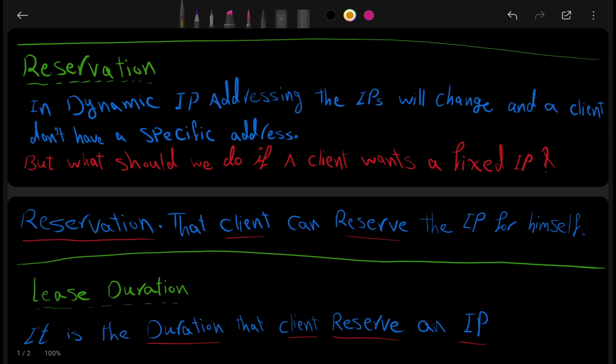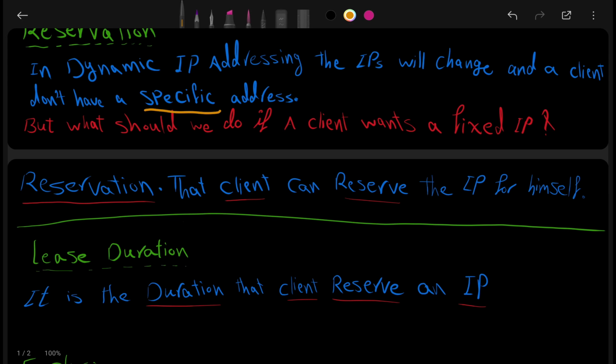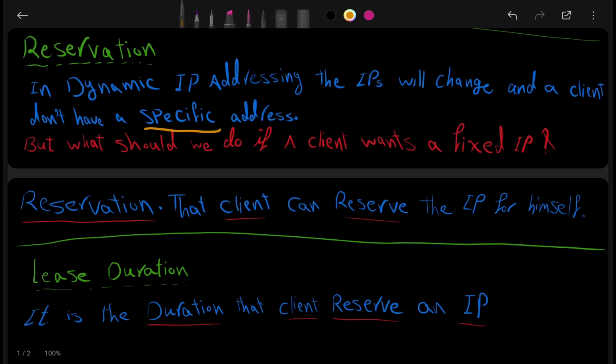Okay, the next thing that you should know is reservation. In dynamic IP addressing, the IPs will change and a client doesn't have a specific address. But what should we do if a client wants a fixed IP? For example, what should we do to give a specific IP address to a manager or something like that, a person who needs a specific IP address? So we have reservation for it. That client can reserve the IP for himself, for example, the manager.